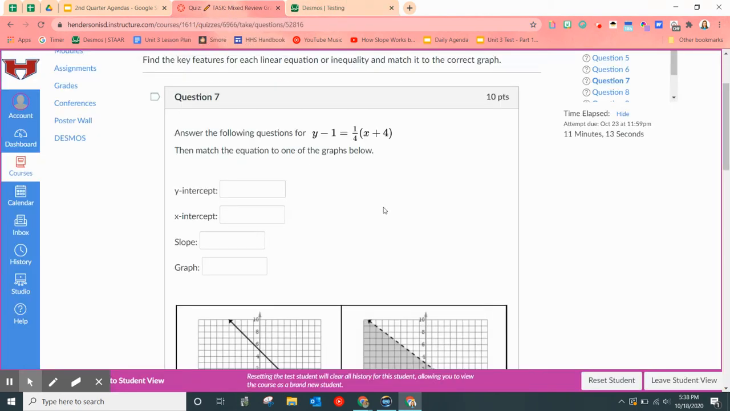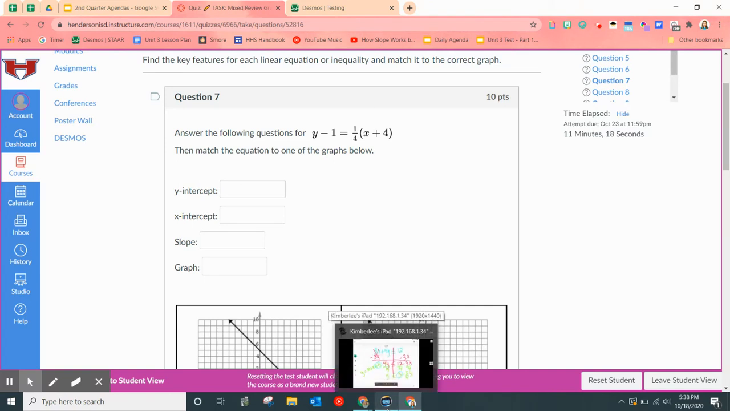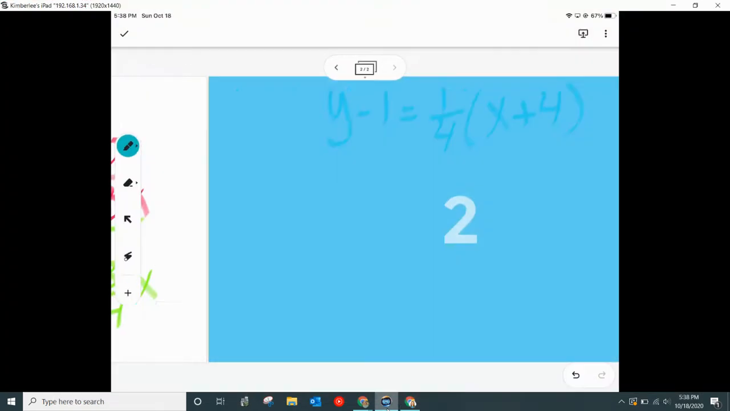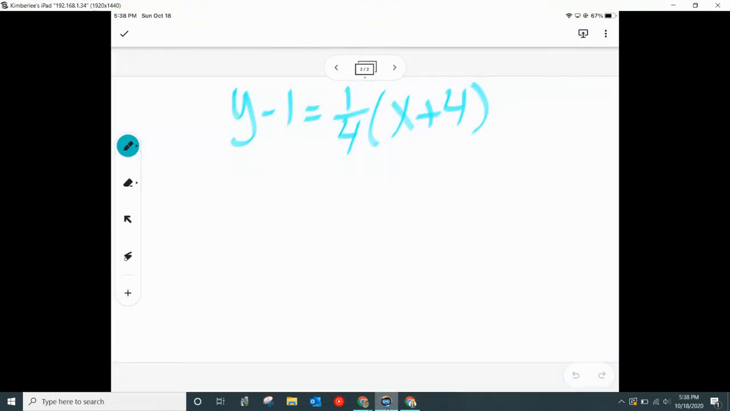So there's a couple of ways to do this, but the first thing we have to do to identify all these parts is we need to get y by itself. So I'm looking over here at my equation. I've written it down on my iPad here. I'm going to draw my line. So I need to solve for y. Well, look, I have y minus 1. So the only thing that's keeping me from having y all by itself on one side is this minus 1. So if I can cancel out that minus 1, I'm good. So what if I add 1 to both sides?